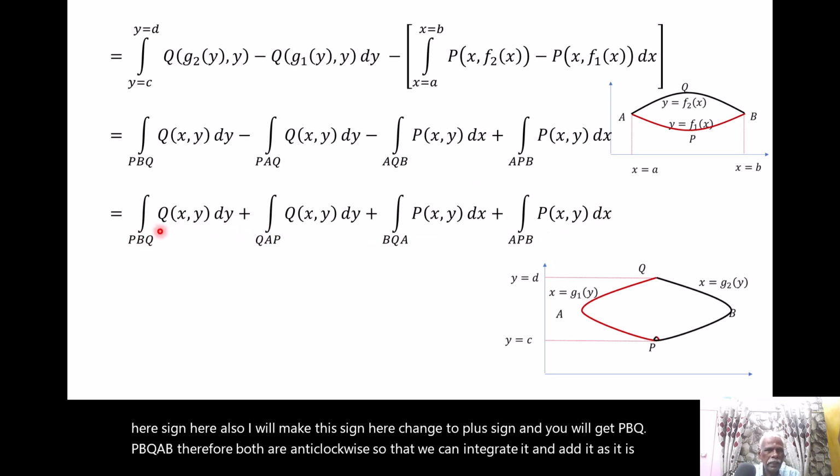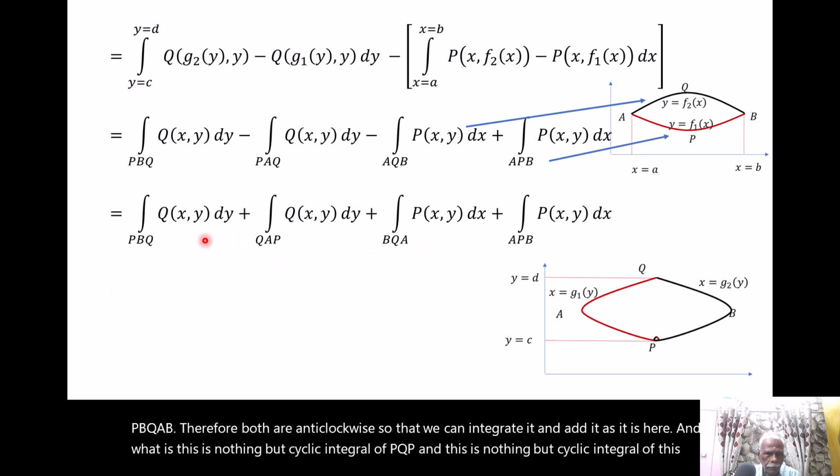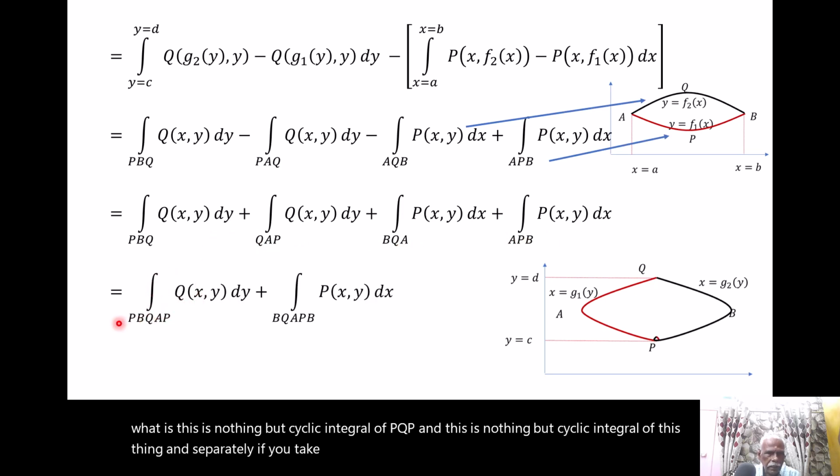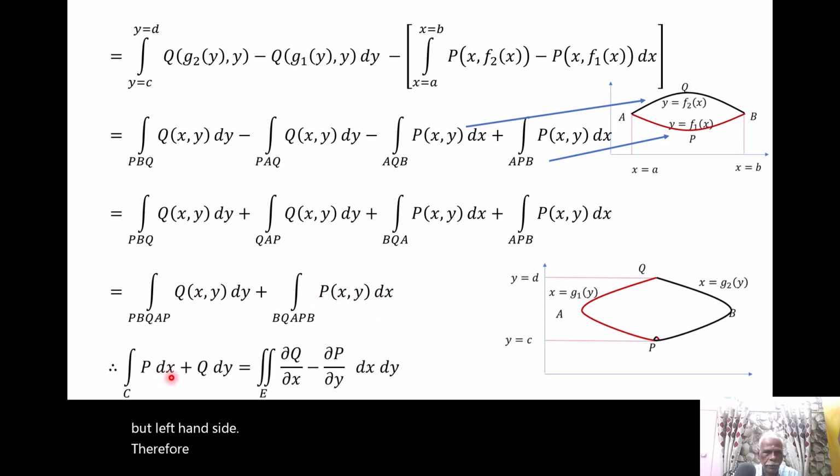And what is this? This is nothing but the cyclic integral of PBQAP, and this is nothing but the cyclic integral of this thing. And separately, if you take it, integral PBQAP of Q of x, y dy plus integral of BQAPB of P dx. This is nothing but the left hand side. Therefore the cyclic integral of P dx plus Q dy is equal to the double integral of dou Q by dou x minus dou P by dou y dx dy. This is Green's theorem, and it is proved.